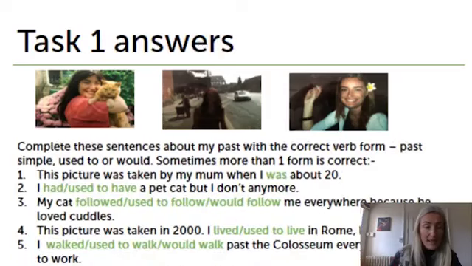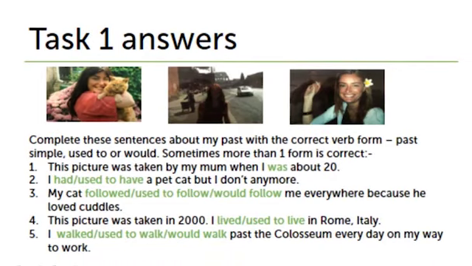Hopefully here come the answers. Okay, here we go. So number one is was. Yep, I was about 20. So past simple here. I was 20 once in my life. I know it was for a year, but it was one time. You can't repeat. You can't be 20 repeatedly. I can't be 20 again in my life, unfortunately.